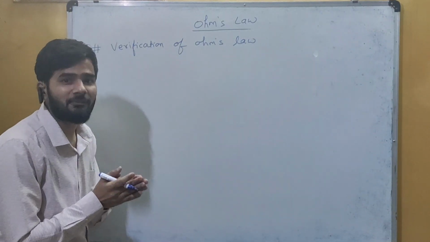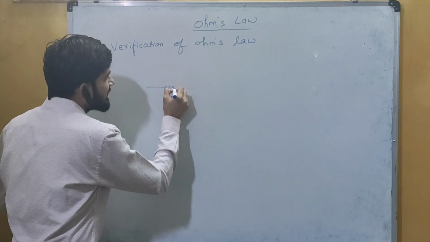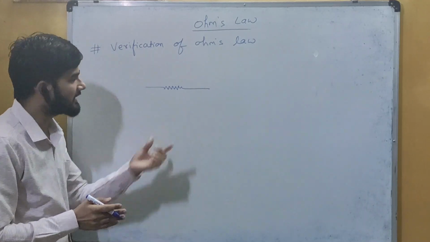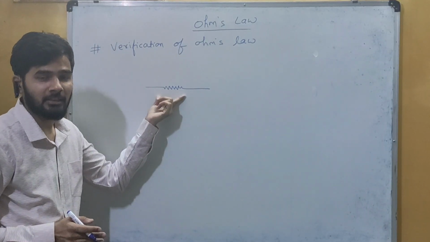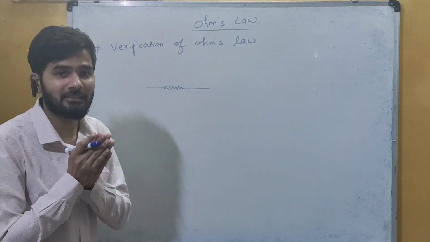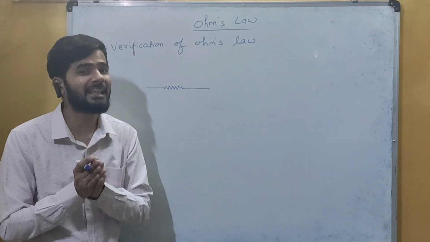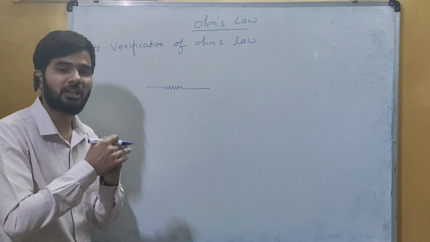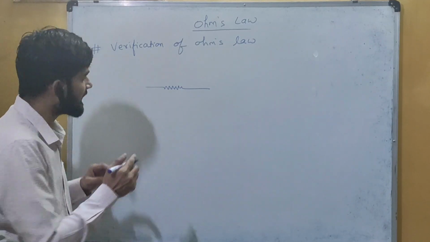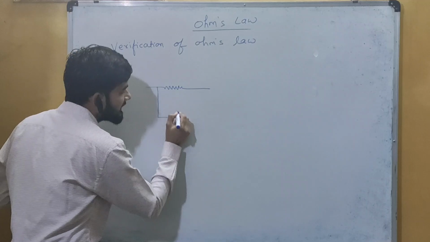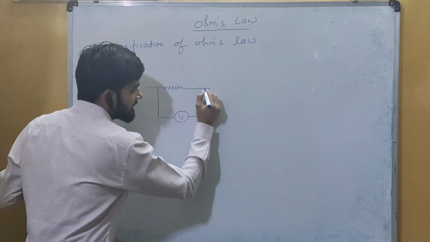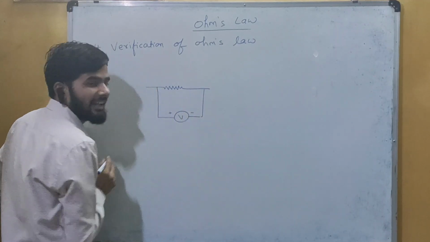So now in order to verify, we have to take a conductor or a resistor. Here I am taking a resistor. So here we are considering the resistor as a conductor through which we have to measure the potential difference and the current. अब इसके across अगर हमें potential difference measure करना है तो क्या करना पड़ेगा? We have to apply a voltmeter across its ends. This is positive side, this is negative side.